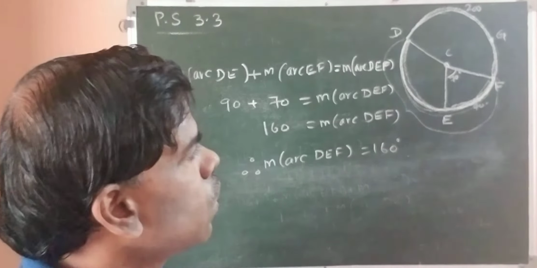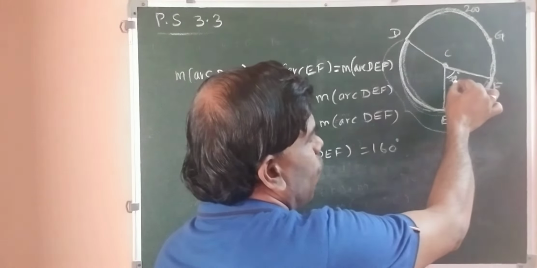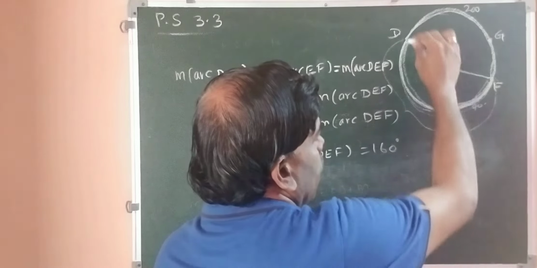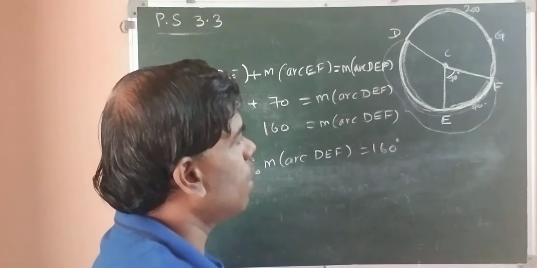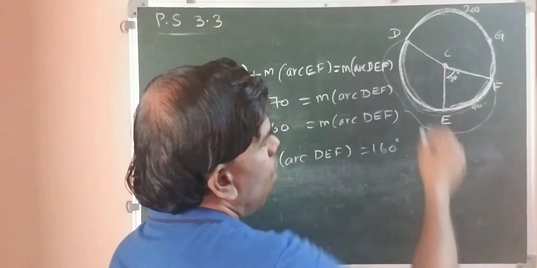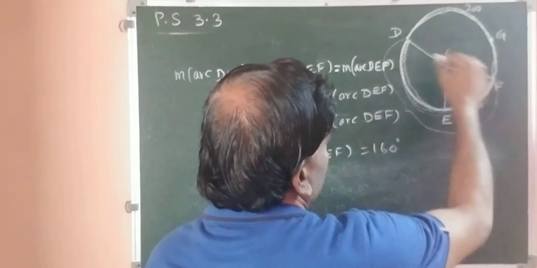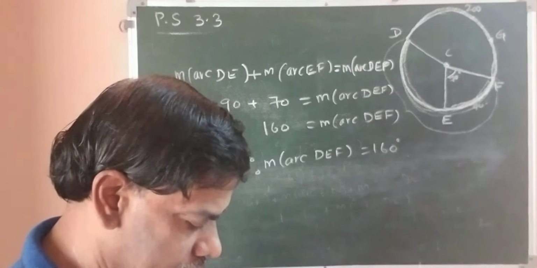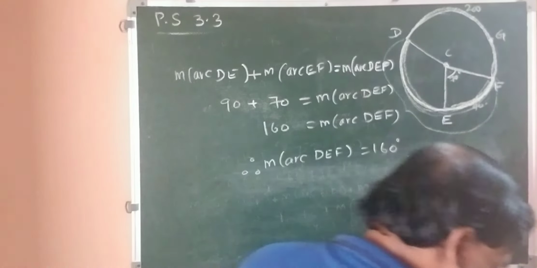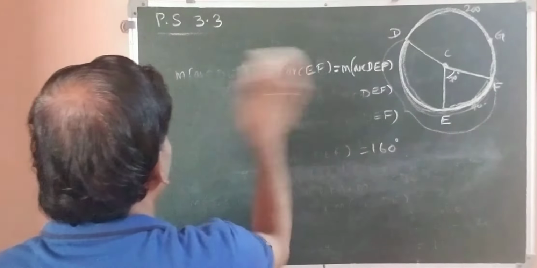Got it? So initially with the help of this we got this, then by using all this we added and got 360, then we got DE. Now we wanted to find this full arc, this plus this. So we have 90 plus 70, that is 160. Now the second sum we will do.